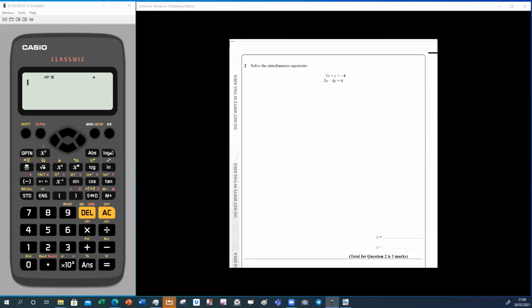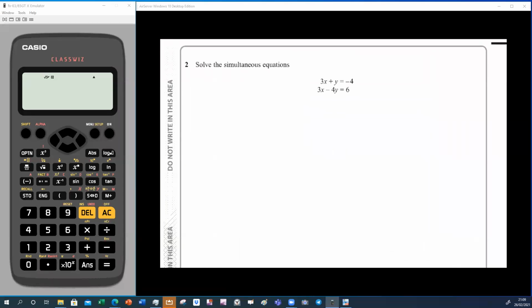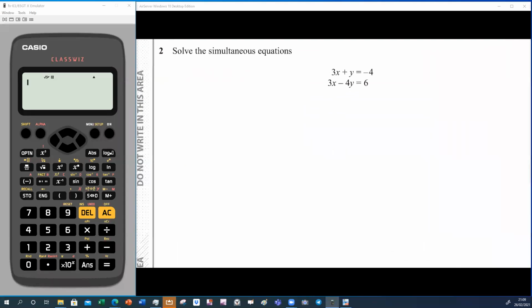Simultaneous equation. Salih, you want to go for it? Okay, Salih wants to go for simultaneous equation. Solve the simultaneous equation. Hopefully, this one is a nice and friendly one.